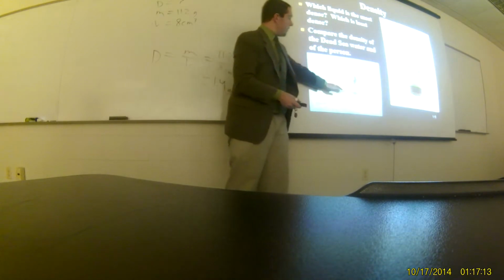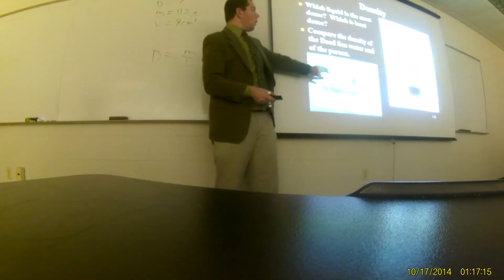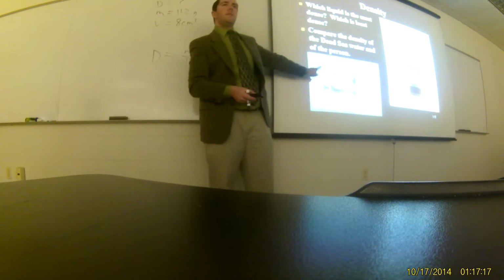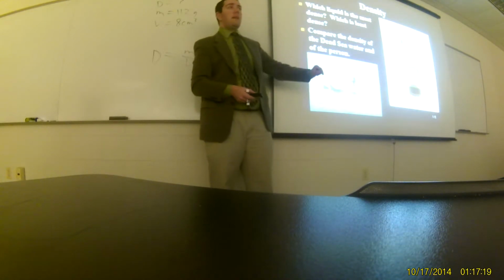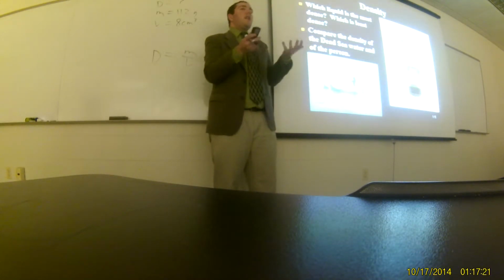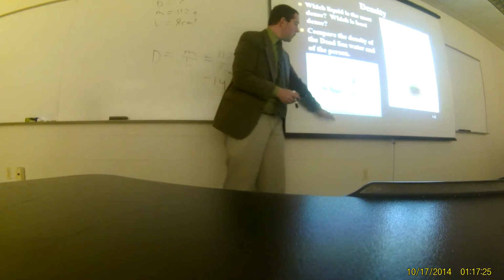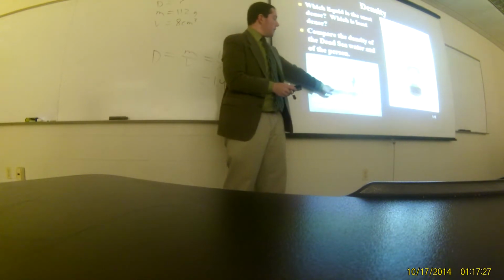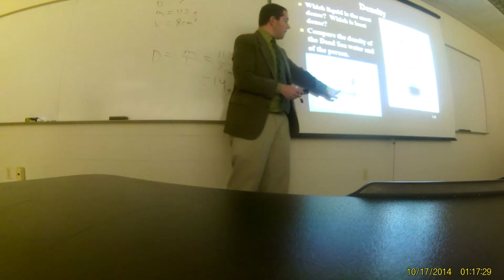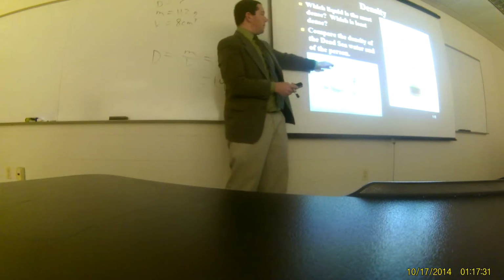The person is on top of the water. What else is in this picture, other than the water and the person? Air. Where is the air in relation? On top. And so the water is the most dense. The person is less dense than the water, but more dense than the air.